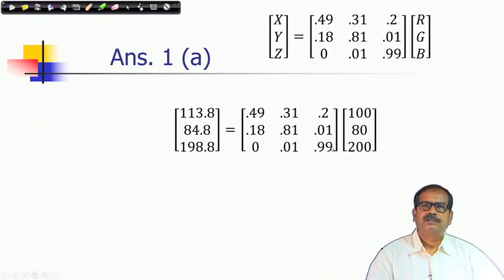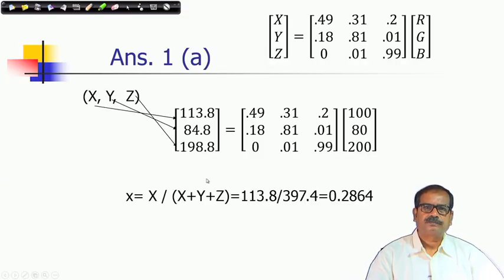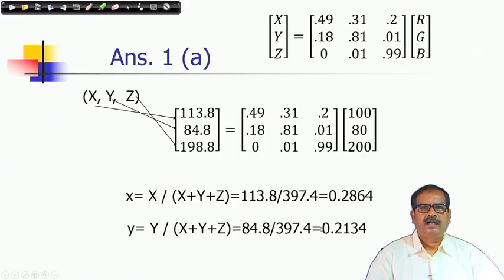What do we have to do? We simply multiply the RGB vector with the transformation matrix, and then you get the corresponding XYZ vector, and then you have to normalize them with the definitions. These are the XYZ components, and the normalized x has to be divided by the sum of these components. So you get a value, say, 0.2864 for x, and for y similarly 0.2134. This is part A of that problem.